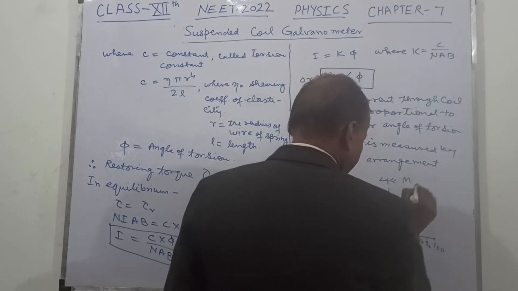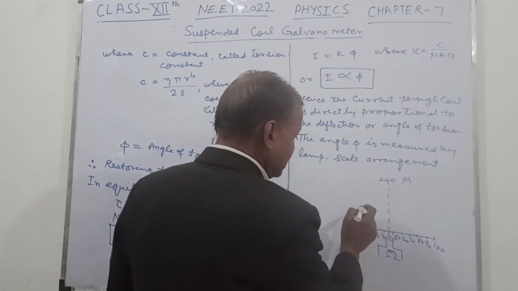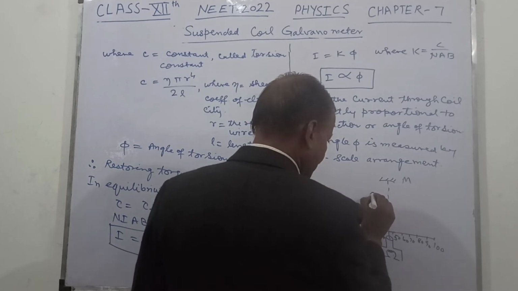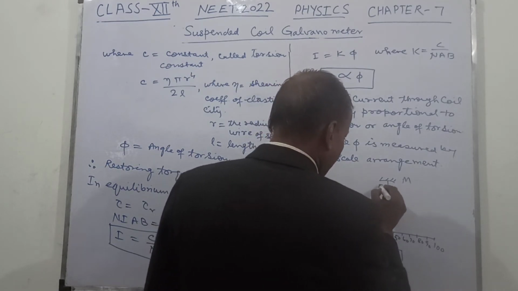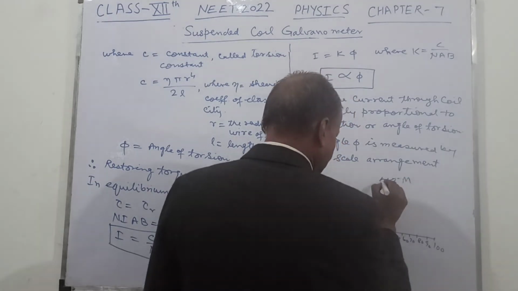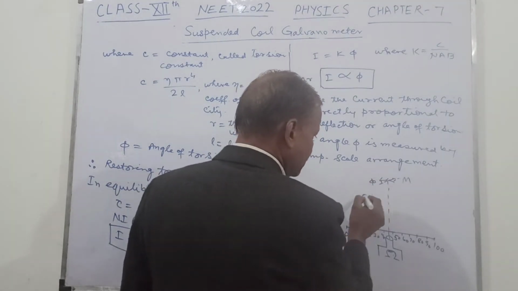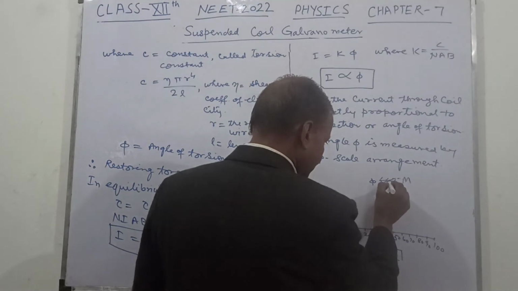This is the mirror M. Then this distance is fixed from here. That is now D. Now this distance is D. Suppose this mirror is rotated like this, and this angle is now phi. Then the reflected ray here.